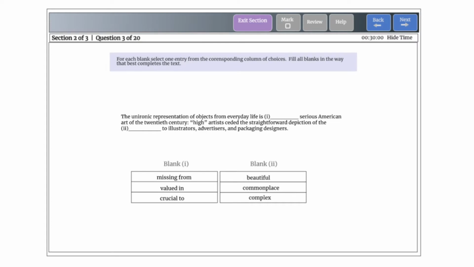Next up, taking a look at this 2 blank question. The unironic representation of objects from everyday life is blank serious American art of the 20th century. High artists ceded the straightforward depiction of the blank to illustrators, advertisers, and packaging designers. So the operative word here is definitely the word cede. So if you're not familiar with it, it's going to be a tough question. So to cede is to give up control or power over something.